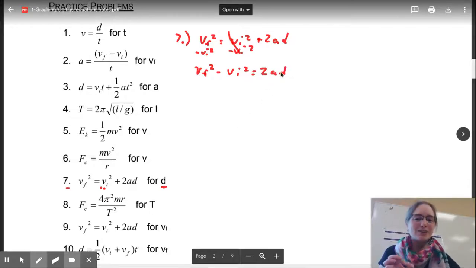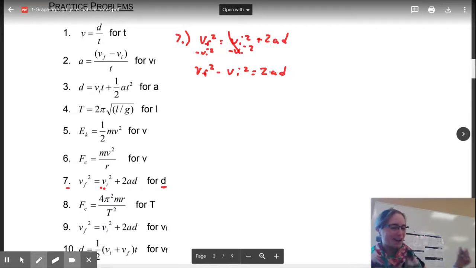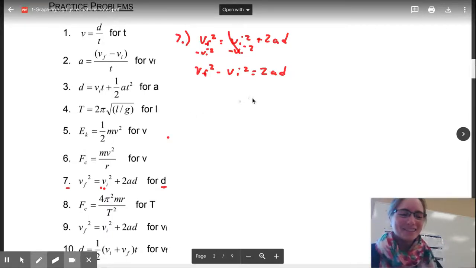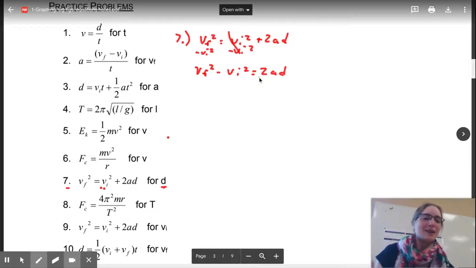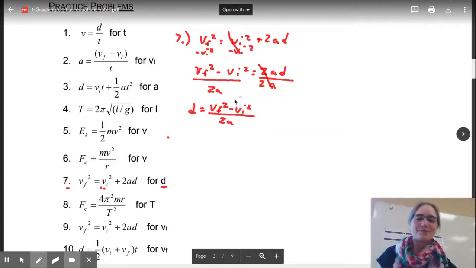Now, because these terms are all touching each other in a clump right there, they are not following social distancing. Can't help it, guys. Come on, COVID's on. COVID jokes are happening. When they don't social distance, it means we're multiplying. So we now need to divide out the 2 and the A, as we're solving for D. So divide out 2A from both sides. So D is going to equal VF squared minus VI squared over 2A. Cool beans?